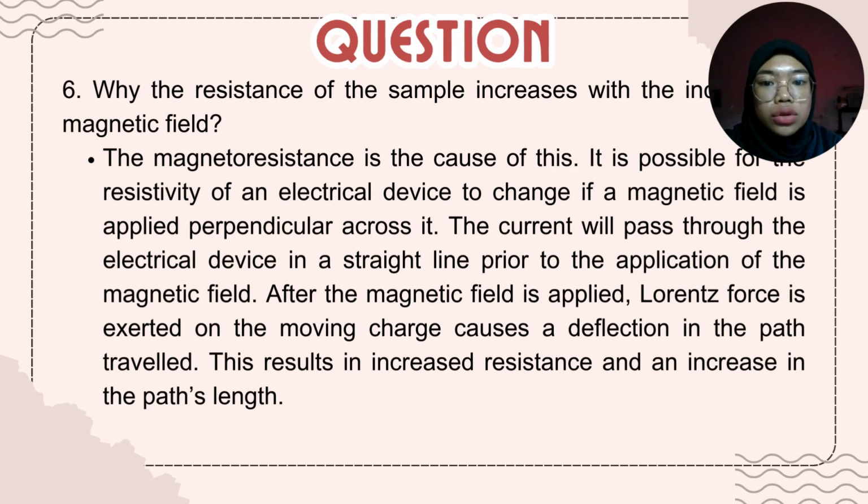Magnetoresistance is the cause of this. It is possible for the resistivity of an electrical device to change if a magnetic field is applied perpendicular across it. The current will pass through the electrical device in a straight line prior to the application of the magnetic field. After the magnetic field is applied, Lorentz force is exerted on the moving charge and causes a deflection in the path traveled. This results in increased resistance and an increase in the path length.